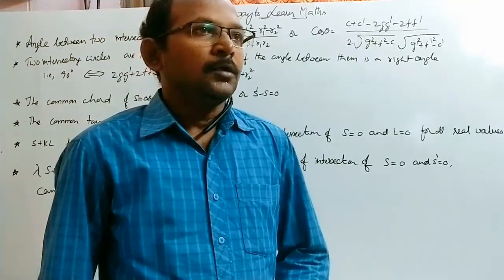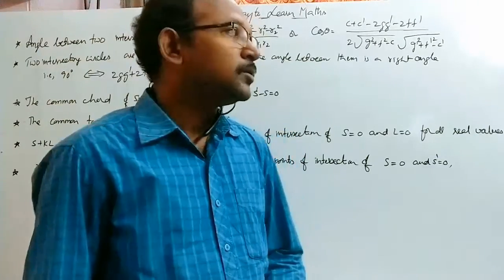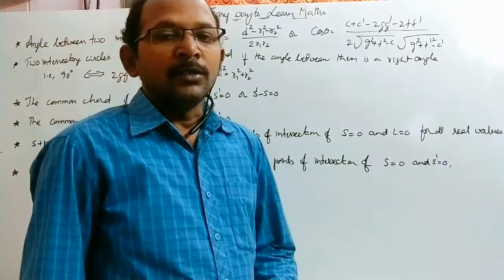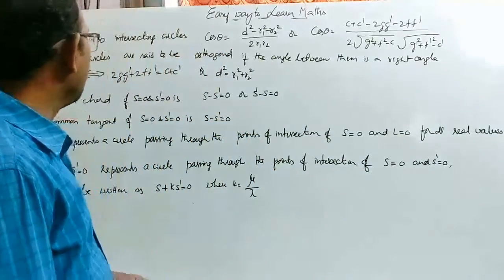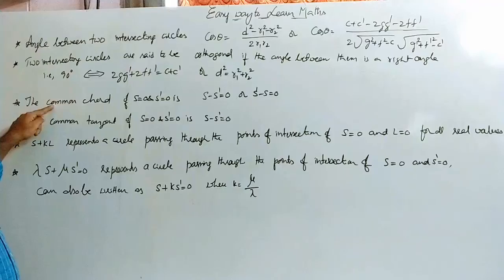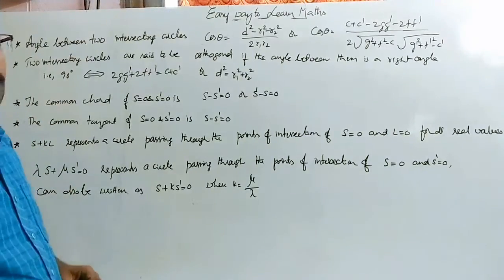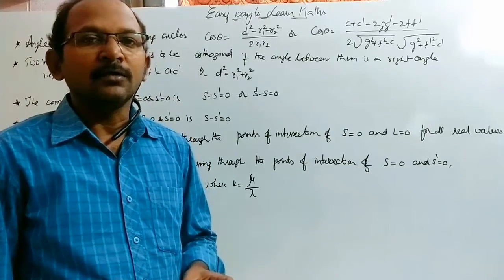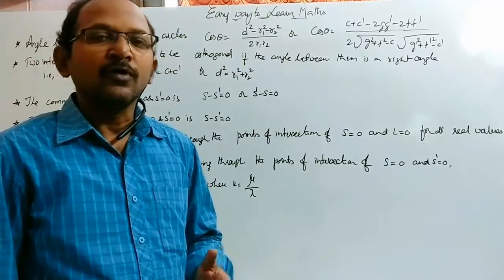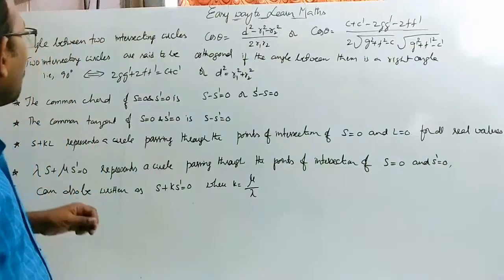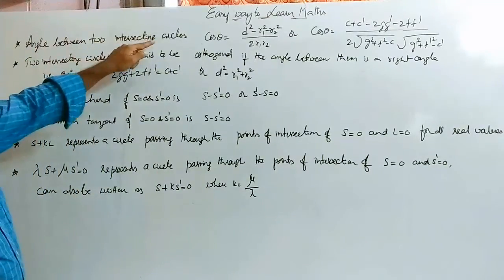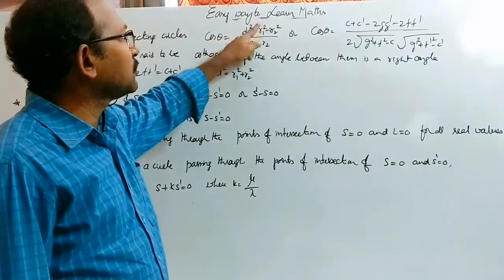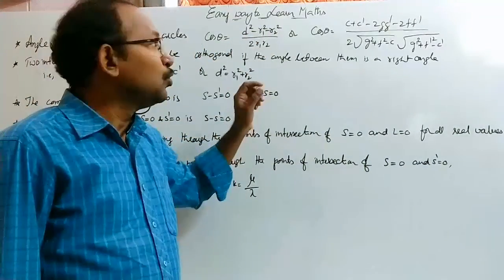Today in this session let us discuss system of circles: angle between intersecting circles, common chord, common tangent, and the equation of the circle passing through the intersection of a circle and a line and passing through the intersection of two circles. Now the angle between two intersecting circles is cos theta is equal to d square minus r1 square minus r2 square by 2 r1 r2.